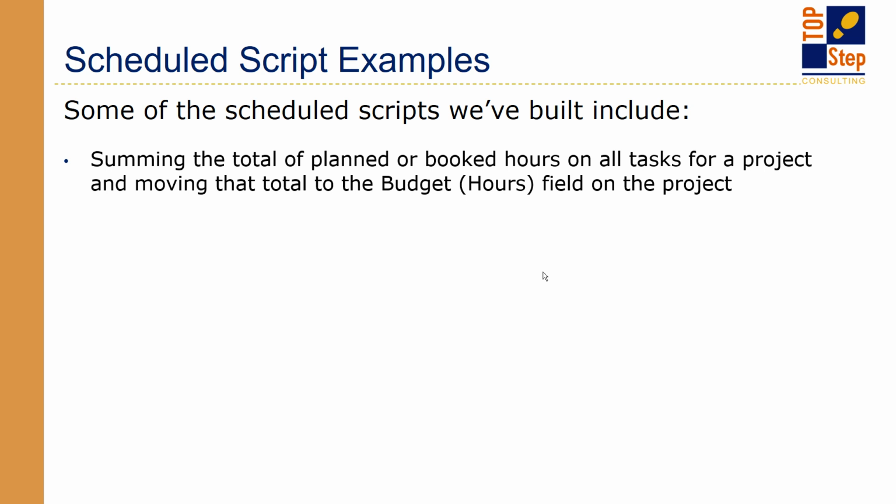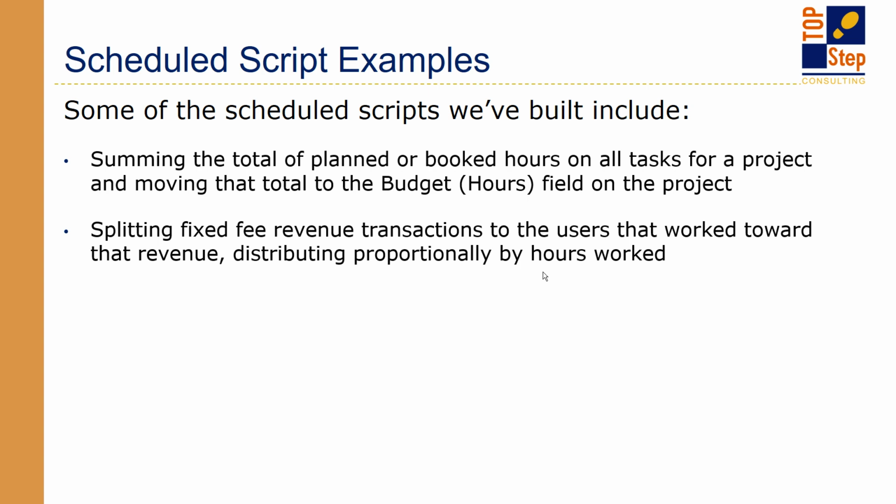So this was an instance for a client that wanted to keep the budget consistent with what they had in their booked hours or their planned hours. They wanted that budget hours field to always mimic that. This can be really useful for percent complete revenue recognition, where you're using budget hours as the denominator of your percent complete calculation. It's a way to be able to use booked hours without having to use the incurred versus forecast revenue recognition process.